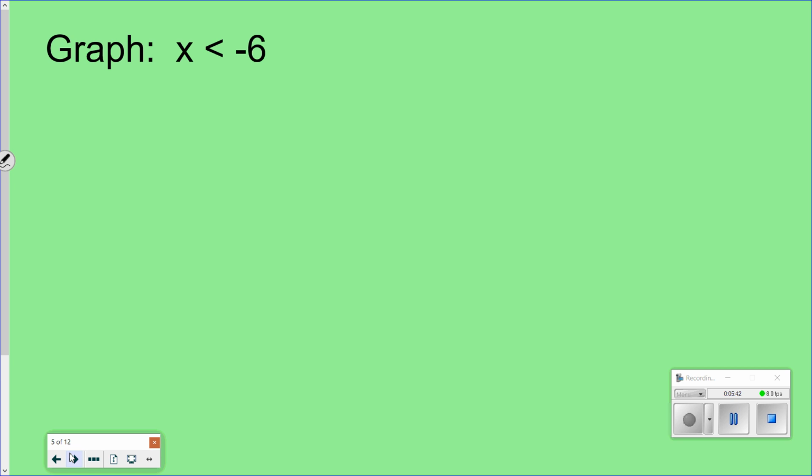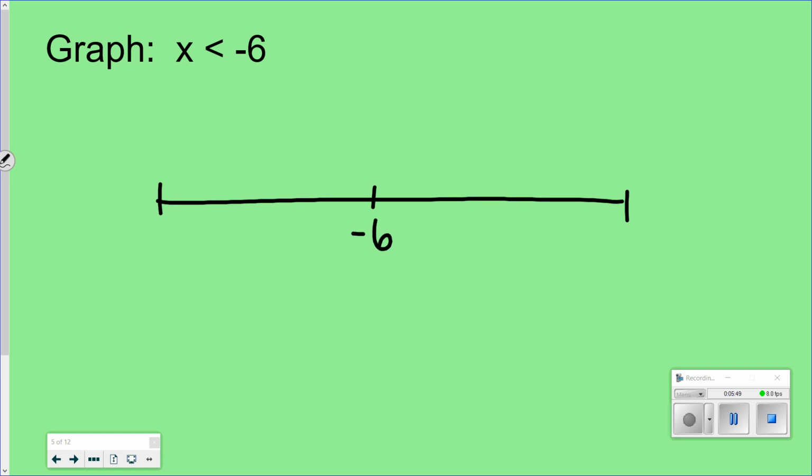I'm going to quick do this one for you. This says x is less than -6. So I'm going to go ahead and make a snapshot of a number line. I'm going to put -6 in the middle. Remember, your greater numbers go this way: -5, -4, and then -7, -8.